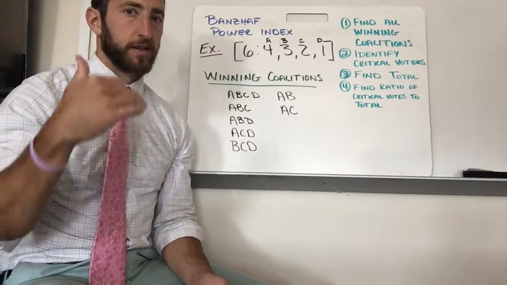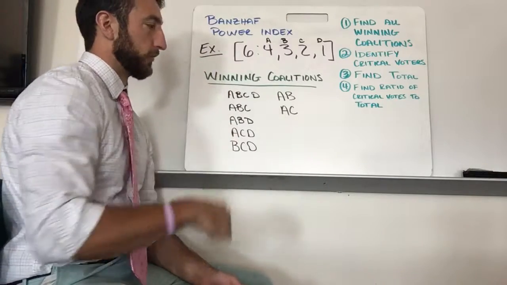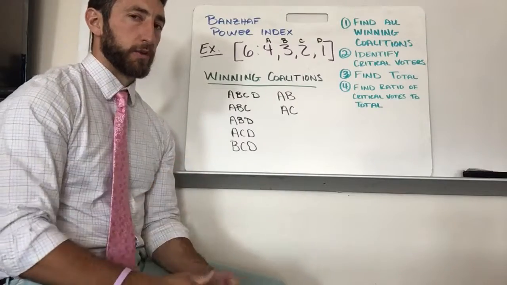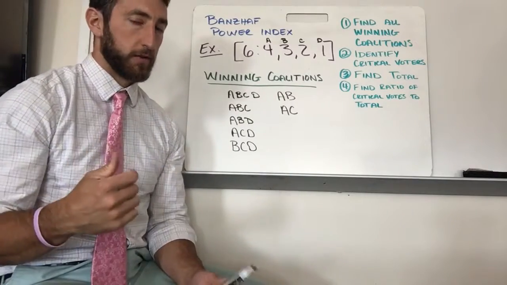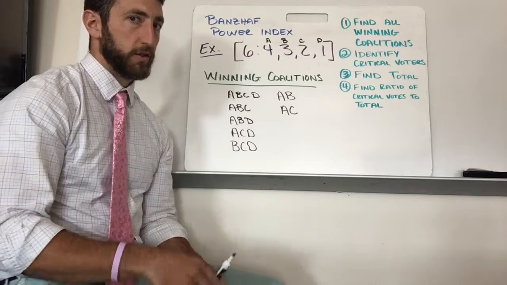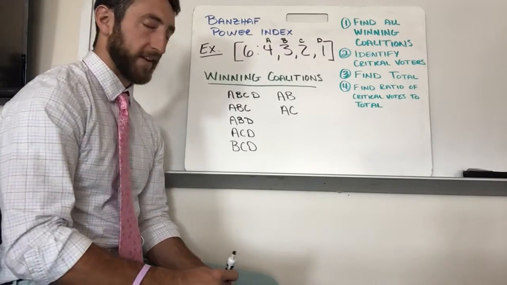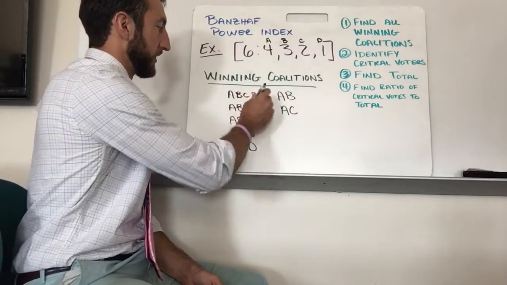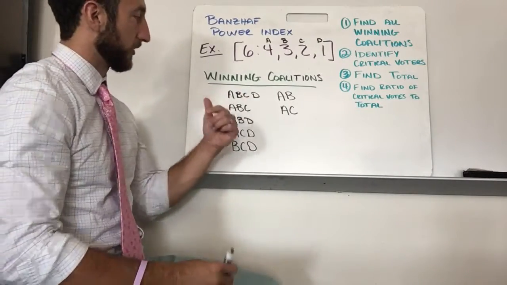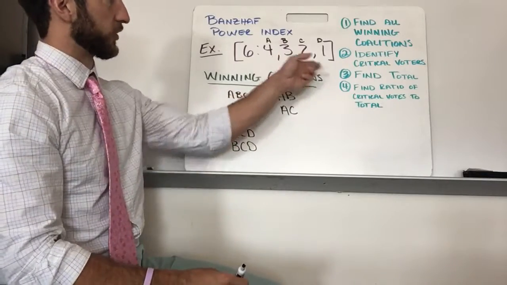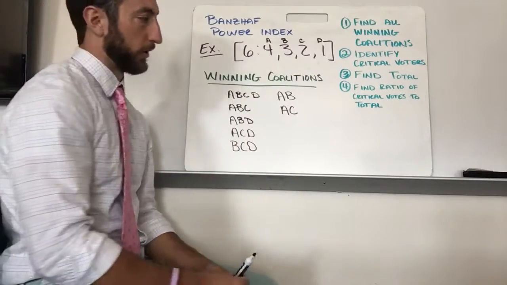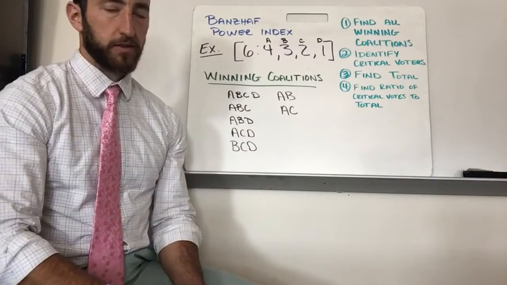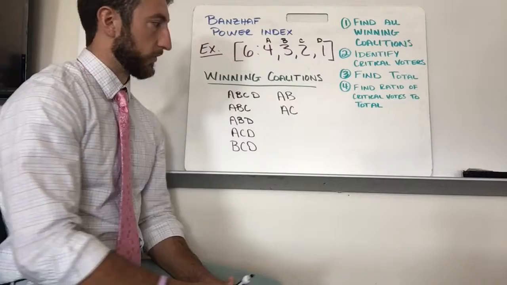Next, what we want to do is identify the critical voters. Critical voters are people that have to be in there in order for it to be a winning coalition. If we took them out and it doesn't reach the quota, that person is a critical voter. So they have to be in our winning coalition in order for us to reach the quota. So for A, B, C, and D, if I took A out, B, C, and D would still reach 6. So A is not a critical voter, and none of them in A, B, C, D are going to be critical voters.